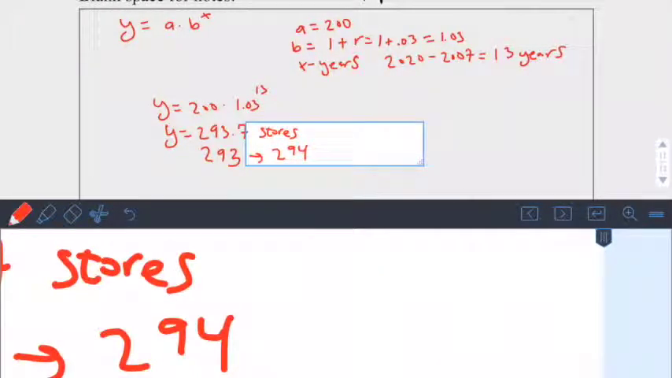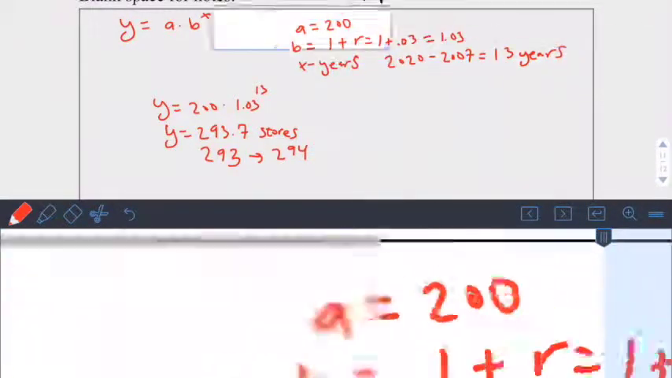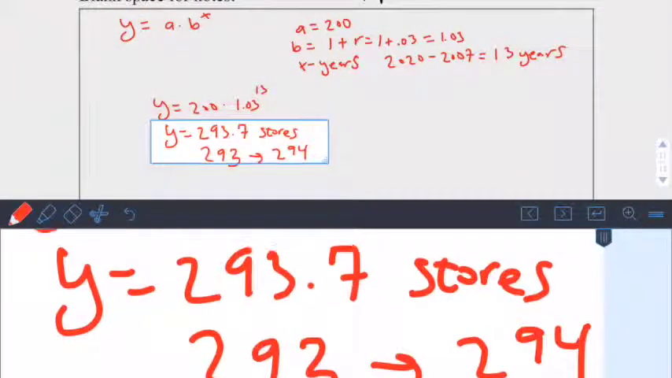So there's a nice little way to do that. The difference here is you've got to look at years, and you need to remember this formula and apply it.